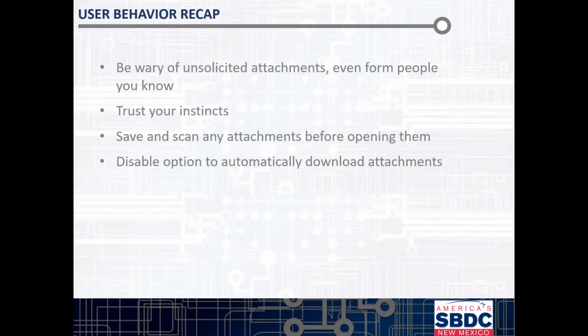So as we wrap up our user behavior, again, be wary of unsolicited attachments, even from people that you know. Just because an email message looks like it came from someone that you know doesn't necessarily mean that it came from that person. A lot of viruses can spoof return addresses, making it look like the message came from someone that you may know. But if you can, in all cases, or in cases at least when it seems suspicious to you, make sure that the person that sent the message is legitimate before opening attachments.